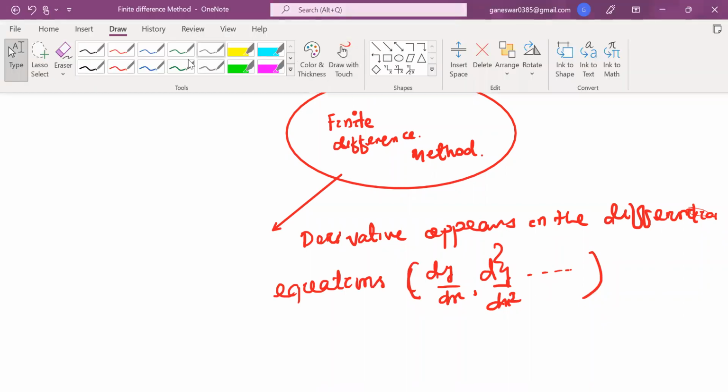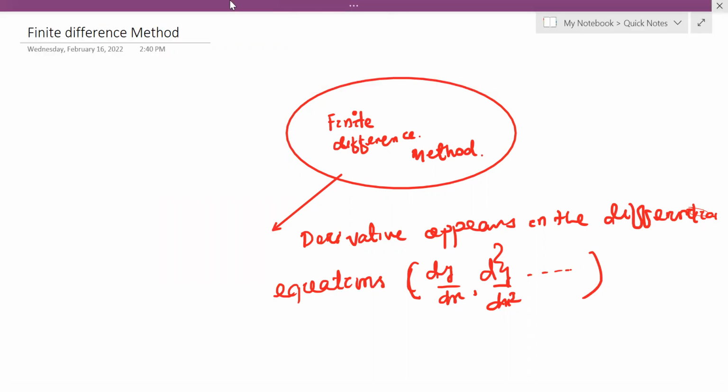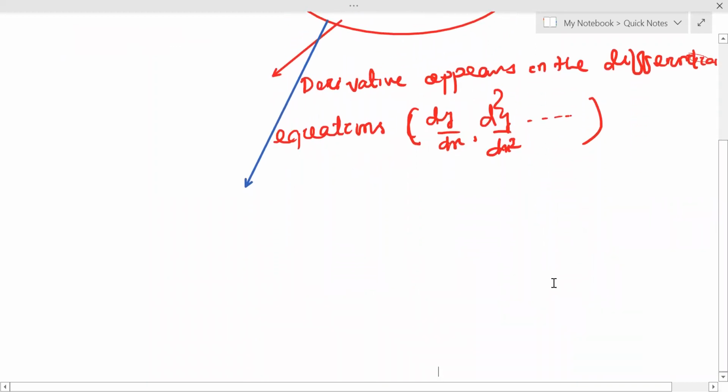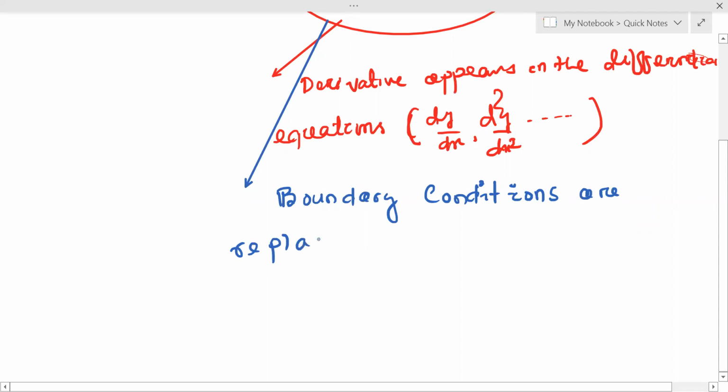Second case. What is the second case? The second case is that the derivatives appear in finite form, and the boundary value problem or boundary conditions are replaced by finite difference approximations.